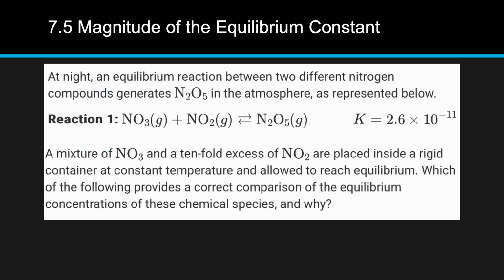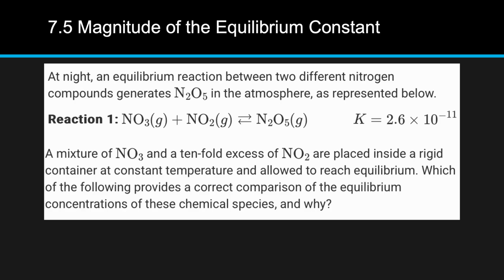All right, this example problem says at night an equilibrium reaction between two different nitrogen compounds generates N2O5 in the atmosphere. A mixture of NO3 and a 10-fold excess of NO2 are placed inside a rigid container at constant temperature and allowed to reach equilibrium. Which of the following provides a correct comparison of the equilibrium concentrations of these chemical species and why?